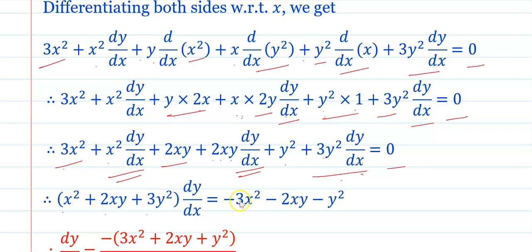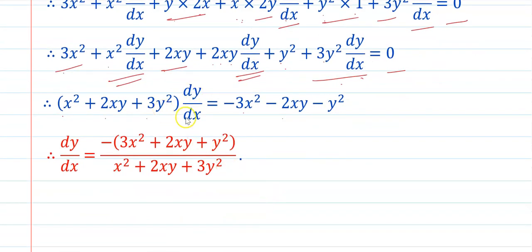3x square, हा आपण right hand side ला आणणार. It will become minus. Plus 2xy, तो left hand side ला आणणार, तो right hand side ला आणणार. Plus y square, तो left hand side ला, it will become minus here. Okay, and therefore dy by dx is equals to, पुन्हा यातनं काय करणार? The minus sign common करणार.